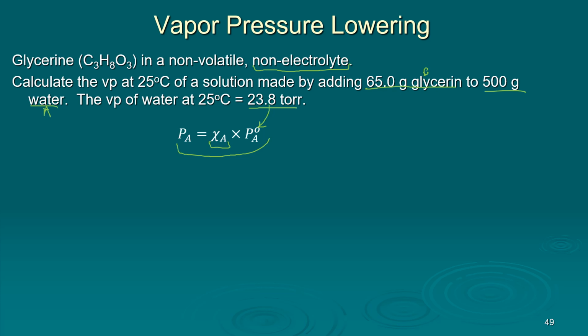So remember what mole fraction is? Mole fraction is moles of water divided by total moles. So we're going to need to convert 500 grams of water to moles, and then we're going to have to convert 65 grams of glycerin to moles, and then we can plug it in to find the mole fraction. I've given you the molecular formula for glycerin.